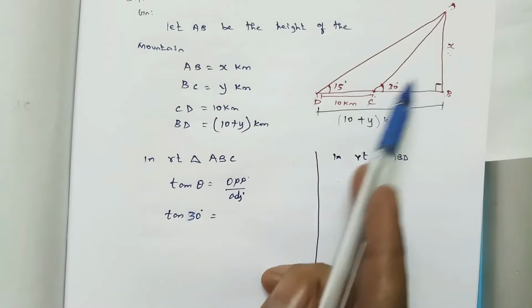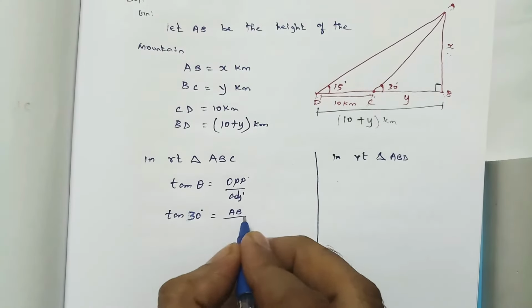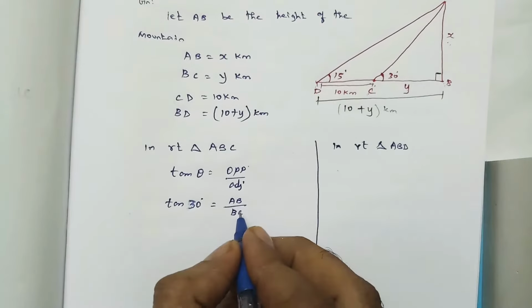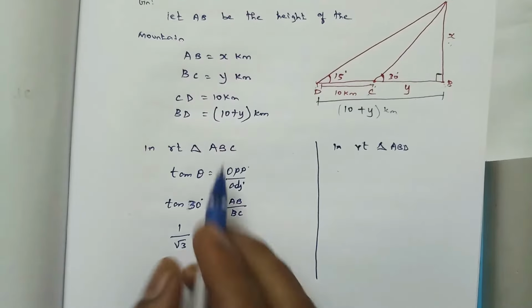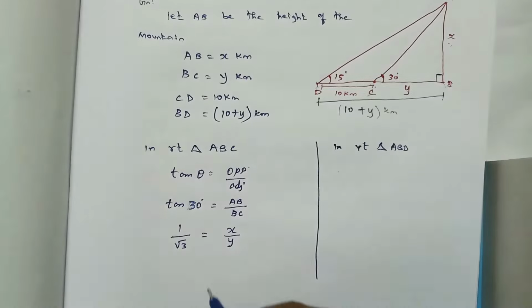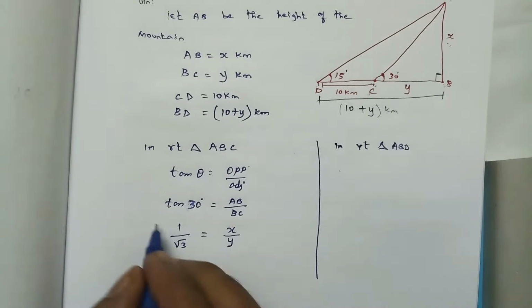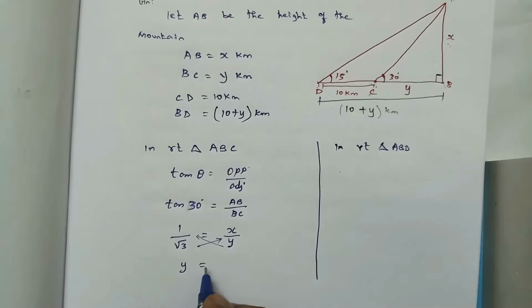Which side is opposite to 30 degrees? AB, right? AB divided by the adjacent side, BC. What is the value of tan 30? 1 by root 3 is equal to AB, which is X kilometer, divided by Y. Now just do the cross multiplication. Bringing root 3 to the RHS and Y to the LHS, Y into 1, Y is equal to root 3 into X, right?